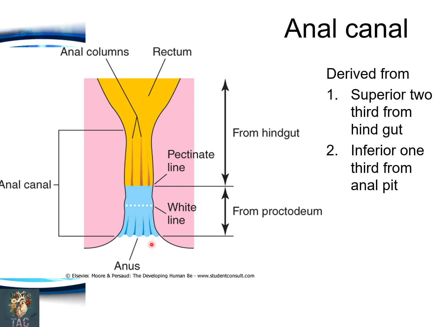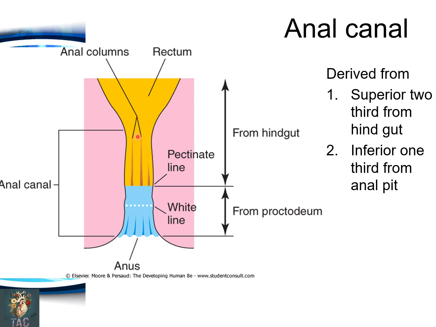Also, at 2 centimeter distance from the anus there is a cutaneous junction called the anocutaneous junction, which is shown as the white line, and it is the point where the simple columnar epithelium of the upper part changes into stratified squamous non-keratinized epithelium over here, and then at the area of the anus it becomes stratified squamous keratinized epithelium.